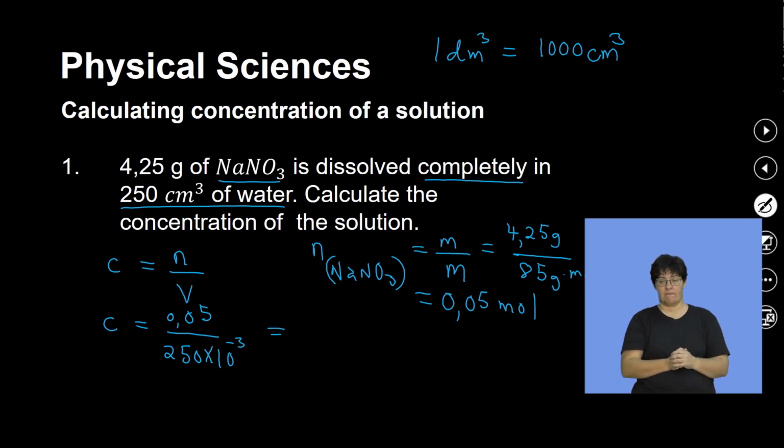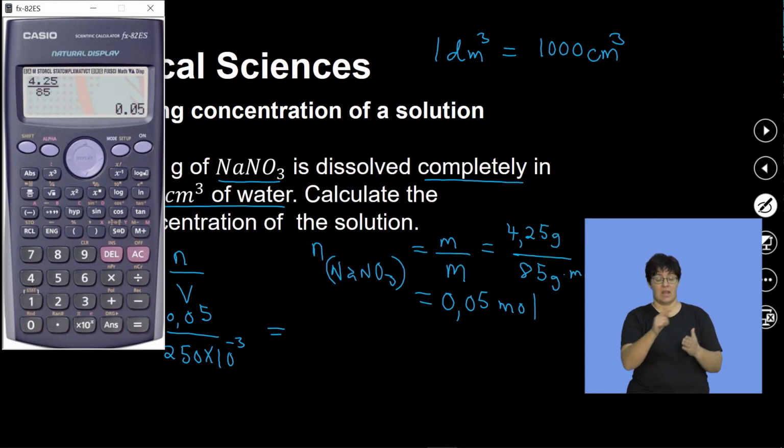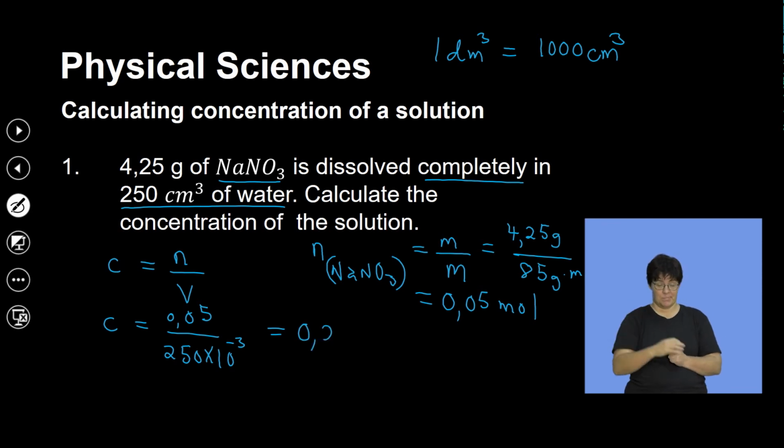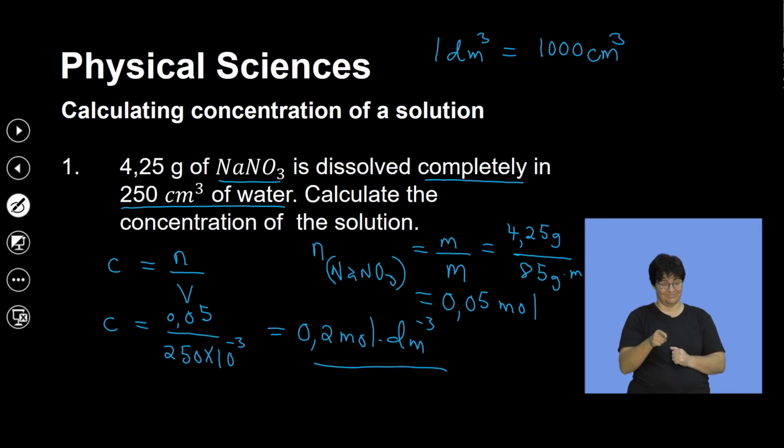So if we go to our calculator, to find the concentration, we ask ourselves how many moles of the substance, 0.05, divided by the volume of the solution, which is 250 times 10 exponent negative 3. This will give us the concentration of the solution. So this solution has a concentration of 0.2 moles per cubic decimeter. So this is what we are required.